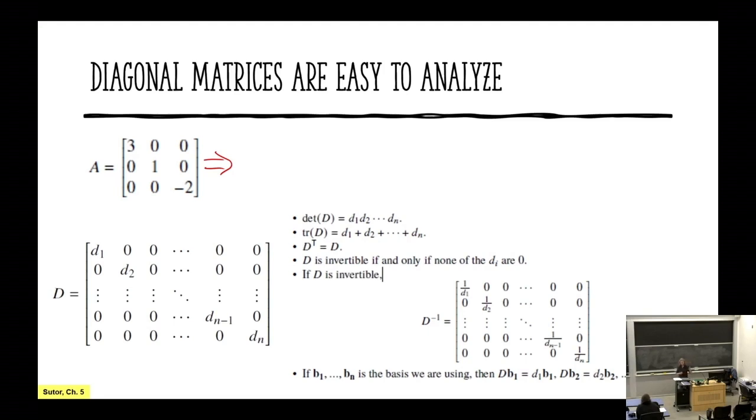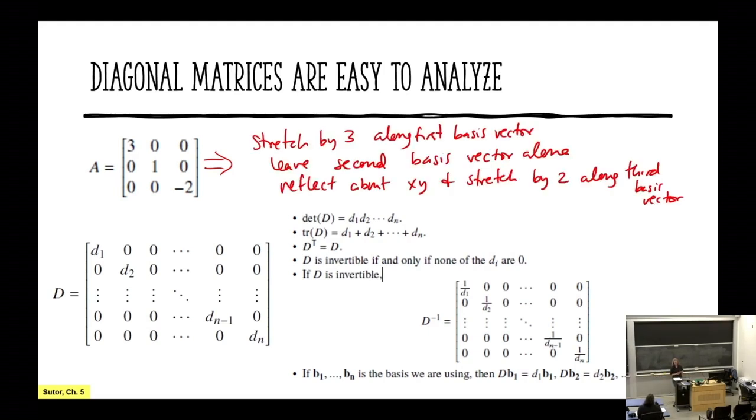It's easy to visualize what this diagonal matrix does to the standard basis vectors, for example. The effect of this particular matrix on the standard basis vectors is to stretch by a factor of 3 along the first, leave the second alone, and then reflect it across the xy plane, and then stretch by a factor of 2 along the third. So that's what you're doing by just having numbers on the diagonal. A general diagonal matrix looks like this one that I have drawn in the bottom left here. That's a really big one. We are probably going to be dealing with much smaller ones that have fewer zeros.